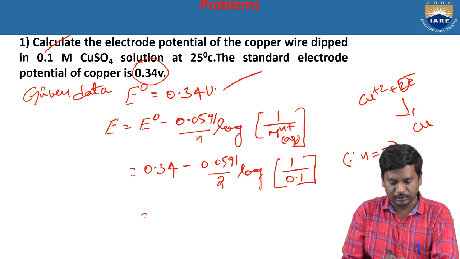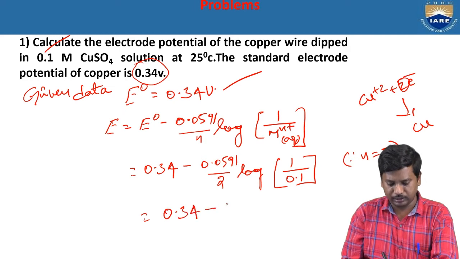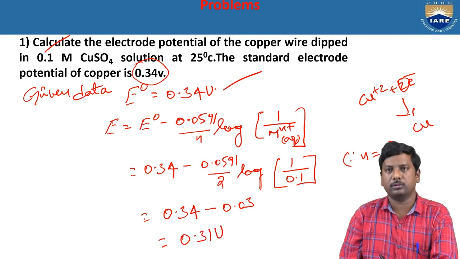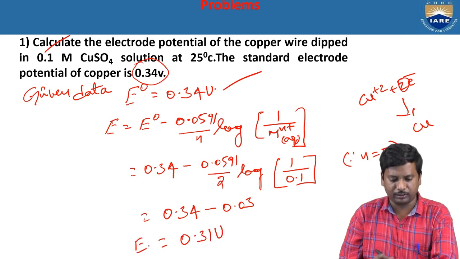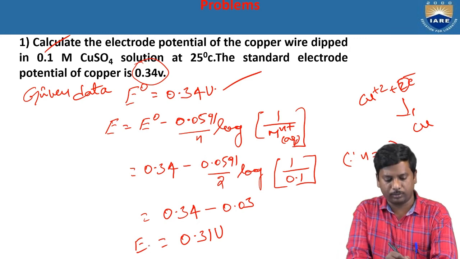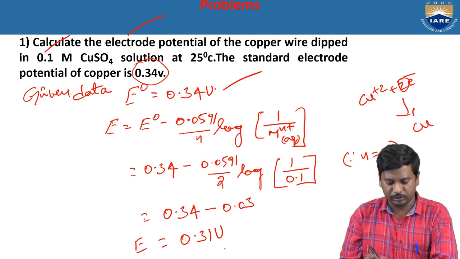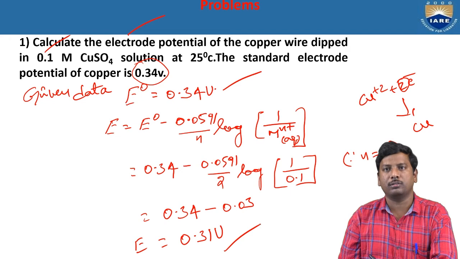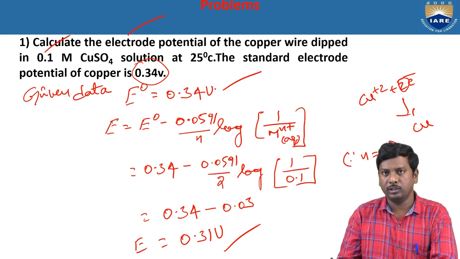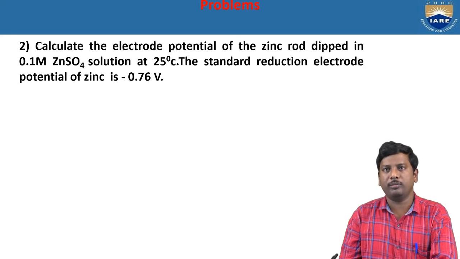Now calculate this equation: 0.34 minus 0.03, finally we get 0.31 volts. So this is the potential of the given reaction. They ask for the electrode potential, and that electrode potential is equal to 0.31 volts. Now let us see the next problem.